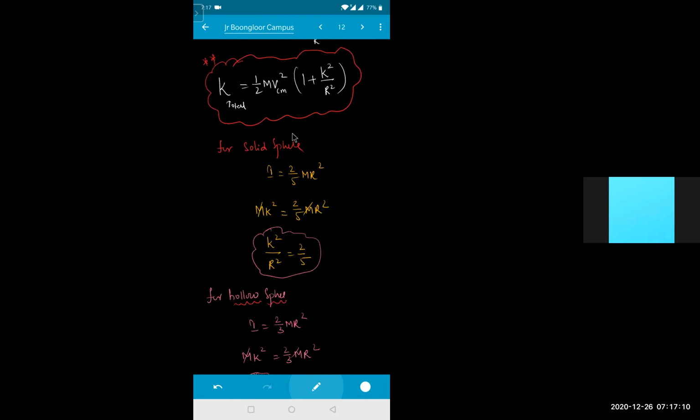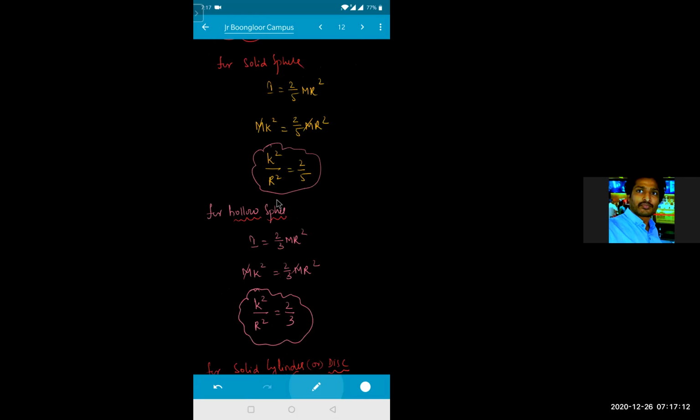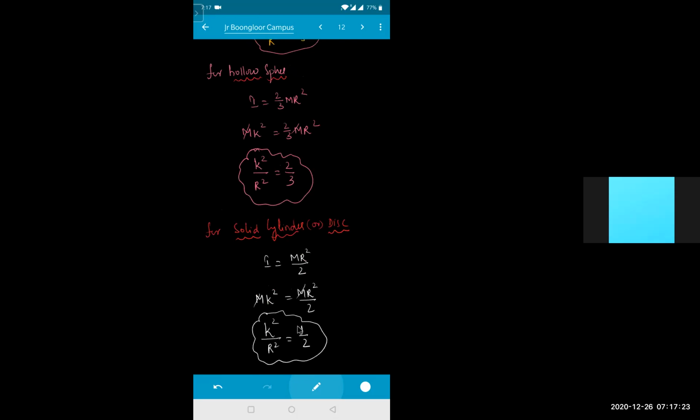The same way for hollow sphere, the moment of inertia is 2 by 3 m r square. The I value is m into k square. So m and m get cancelled, and k square by r square value is 2 by 3.